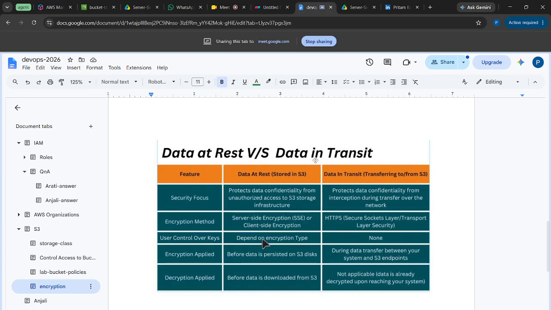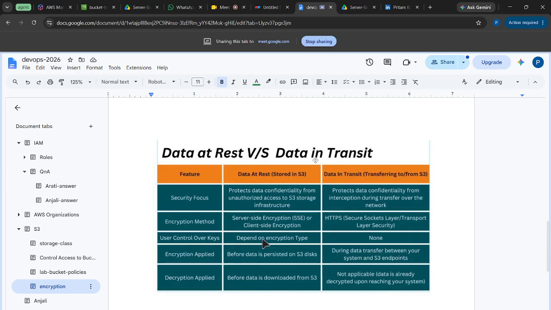Data in transit means someone is trying to retrieve data from S3, or trying to upload data into S3. Transit means when something is moving. Basically, in general English, transit means moving. So data in transit is when you are trying to upload a file from your local machine to S3, that duration, that fraction of a millisecond, we can say that is data in transit.